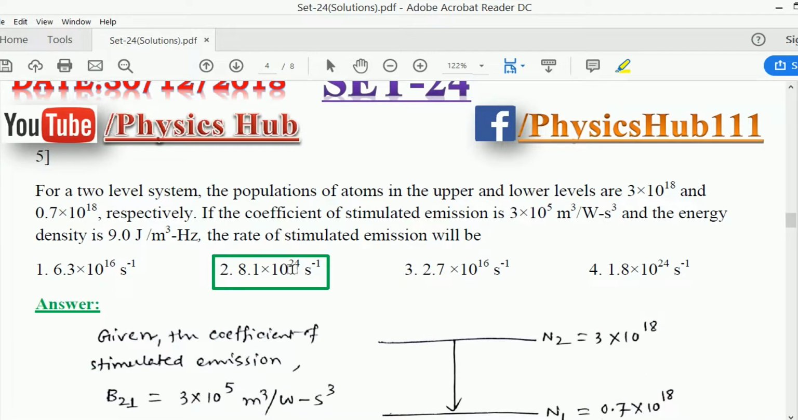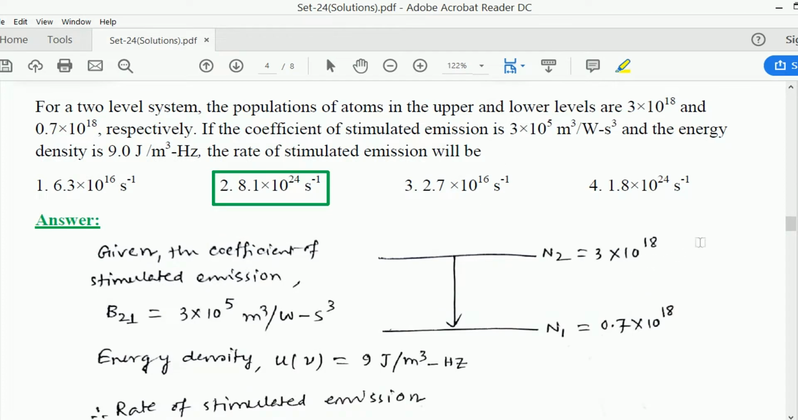Moving on to question number 5. For a two-level system, the populations of atoms in the upper and lower levels are 3 into 10 to the power 18 and 0.7 into 10 to the power 18 respectively. If the coefficient of stimulated emission is 3 into 10 to the power 5 meter cube per watt second cube, and the energy density is 9.0 joule per meter cube Hz, the rate of stimulated emission will be.